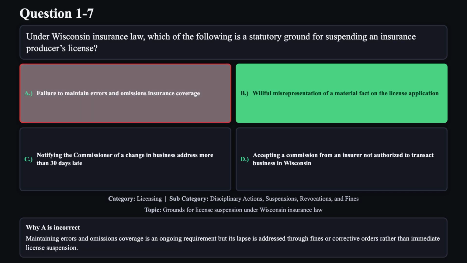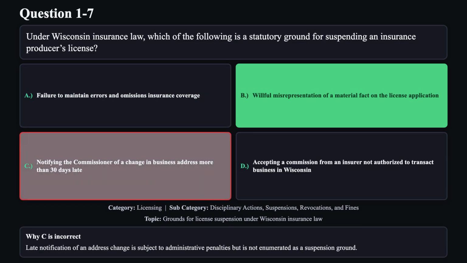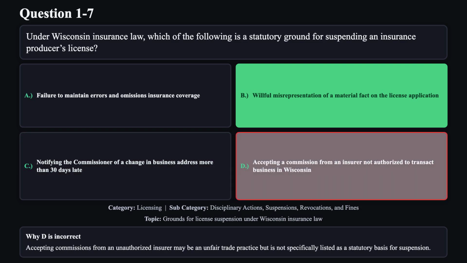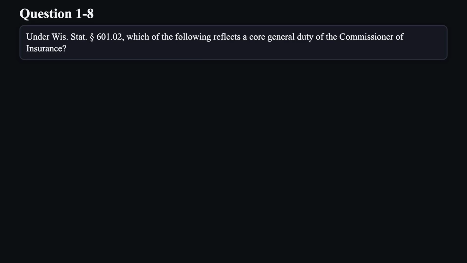Reason A is not correct. Maintaining errors and omissions coverage is an ongoing requirement, but its lapse is addressed through fines or corrective orders rather than immediate license suspension. Reason C is not correct. Late notification of an address change is subject to administrative penalties, but is not enumerated as a suspension ground. Reason D is not correct. Accepting commissions from an unauthorized insurer may be an unfair trade practice, but is not specifically listed as a statutory basis for suspension.